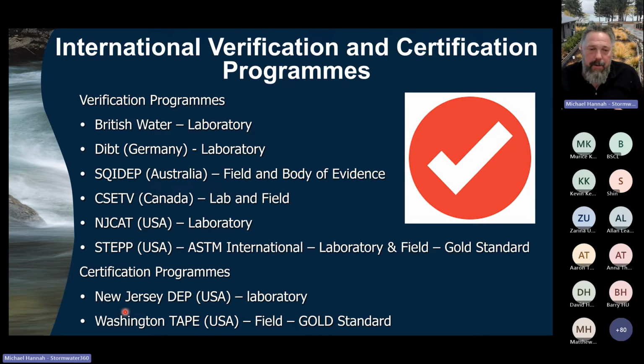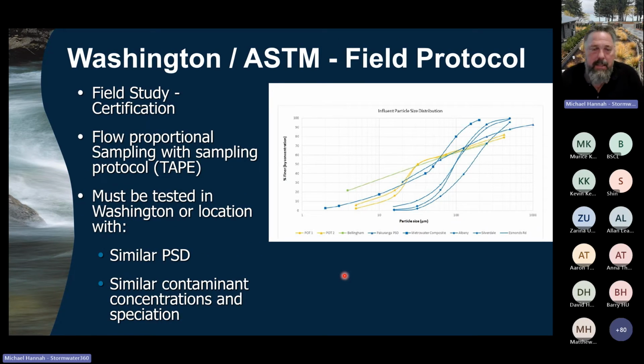But I'd really like to focus on the certification programs, and probably Washington TAPE, which is a field study. And I really consider this the gold standard, and I'll explain to you why, because it really picks up on a lot of these issues I've just raised. So firstly, it's a field study. It's using real stormwater with all the interesting things that can go on with it. It requires flow proportional sampling, so the samples have to be paced and you have to do it in the field.